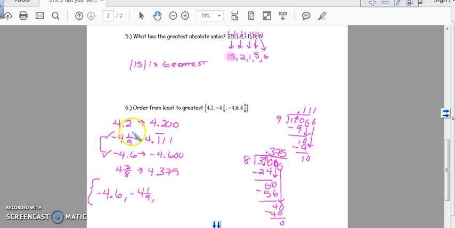Okay, now I'm just thinking of normal numbers. So whole numbers. 4, 4, 2, 3. Which one is smaller, a 2 or a 3? 2 is obviously smaller. So 4.2. And then 4 3/8.